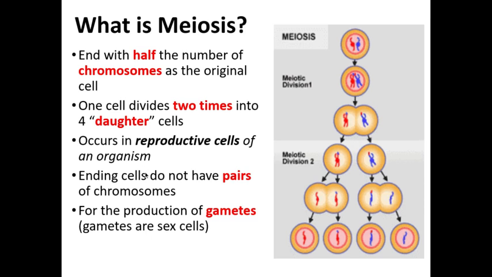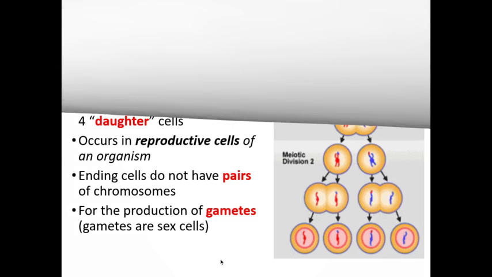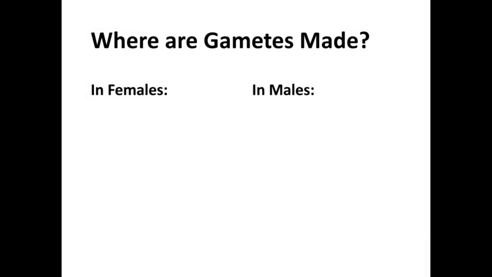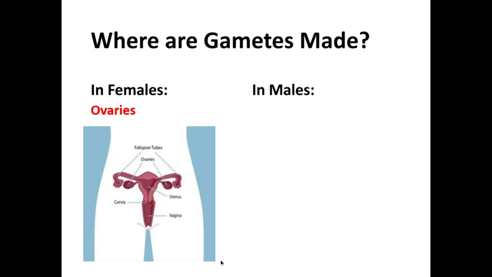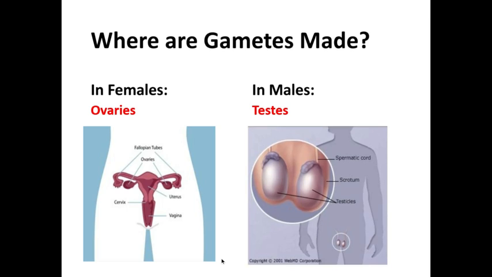This is only for the production of gametes. Gametes are sex cells. Remember, gametes are either going to be sperm or the egg. So where are the gametes made? In females, the gametes are produced in the ovaries. In males, the gametes are produced in the testes.